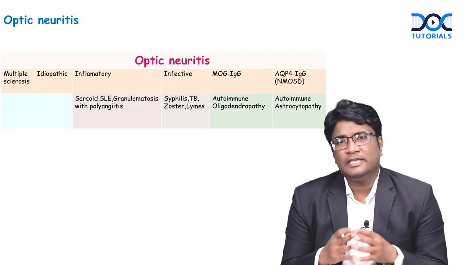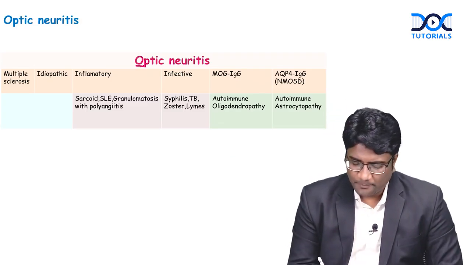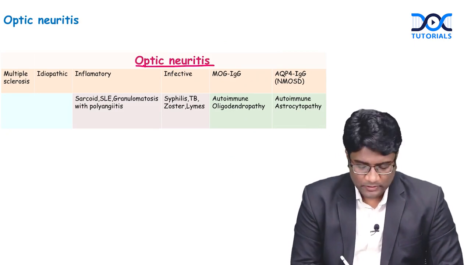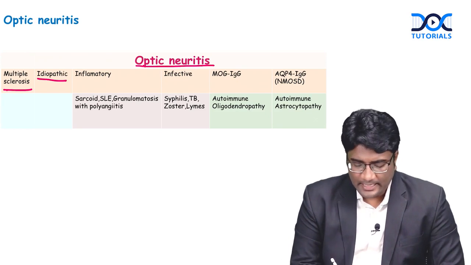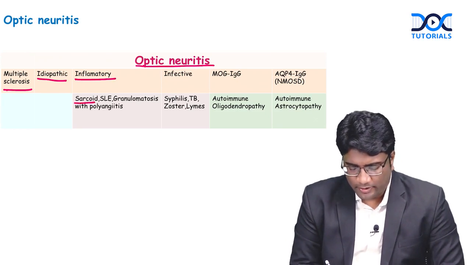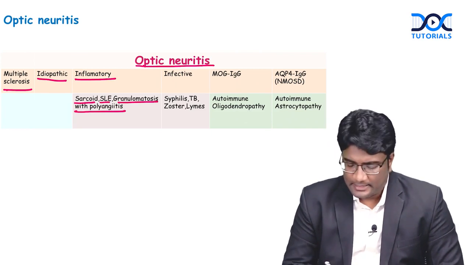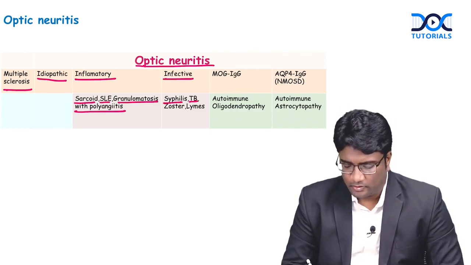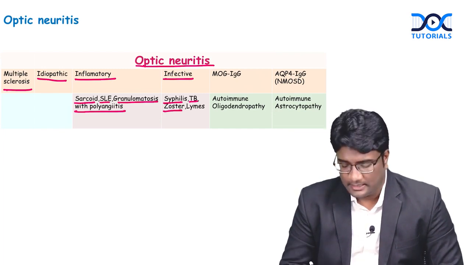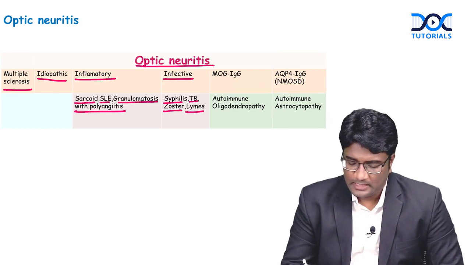Now we'll come to the imaging of optic neuritis. Optic neuritis can be associated with multiple sclerosis. There are idiopathic causes. There are inflammatory causes seen in sarcoidosis, lupus, granulomatosis with polyangiitis. There can be infective causes of optic neuritis like syphilis, tuberculosis, herpes zoster, Lyme's disease. So optic neuritis can be due to infective causes also.